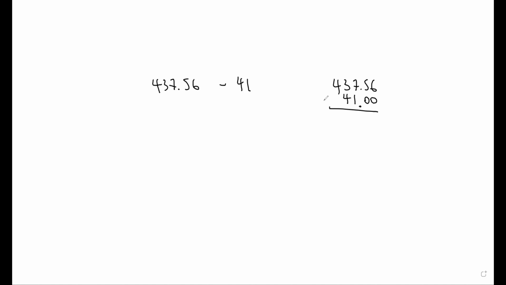Okay, and now let's subtract them. So we got 6 minus 0 is 0, 5 minus 0 is 5. Sorry, 6 minus 0 is 6. 5 minus 0 is 5. 7 minus 1 is, oh, here's the decimal, is 6.